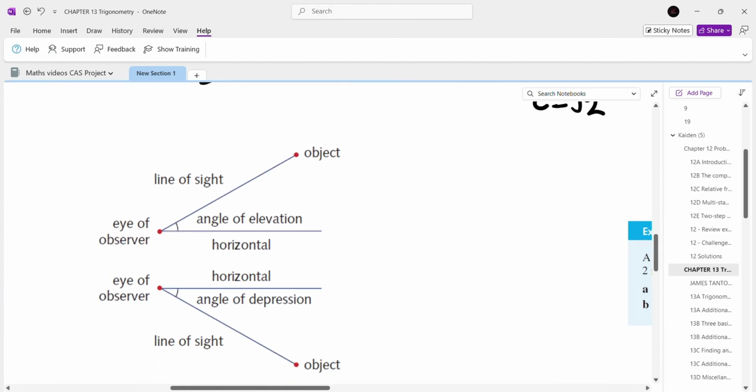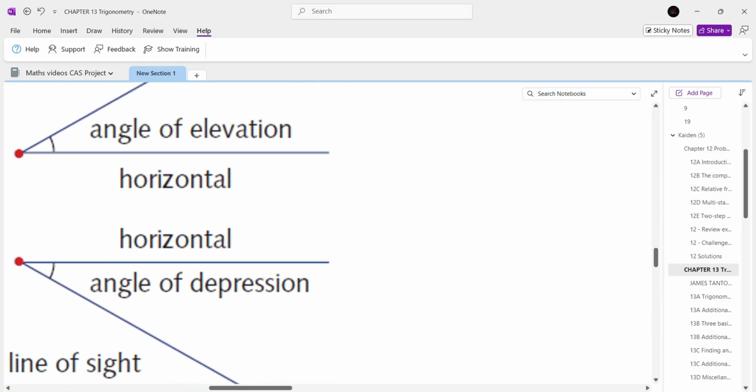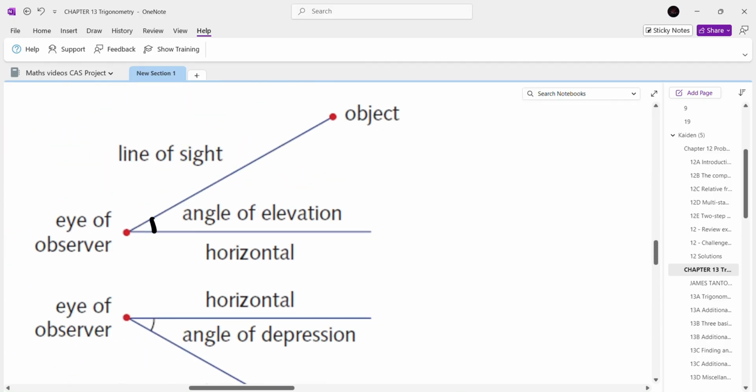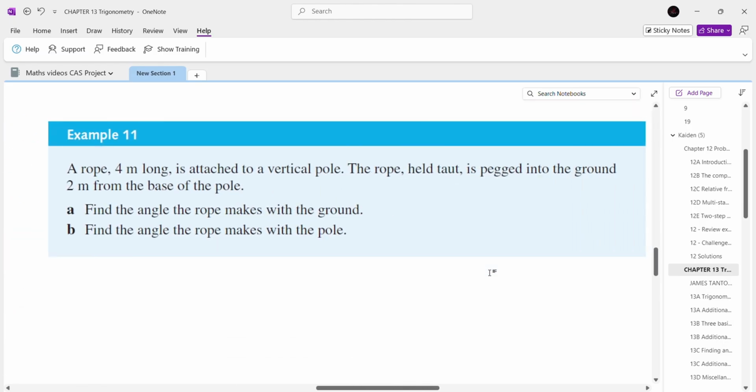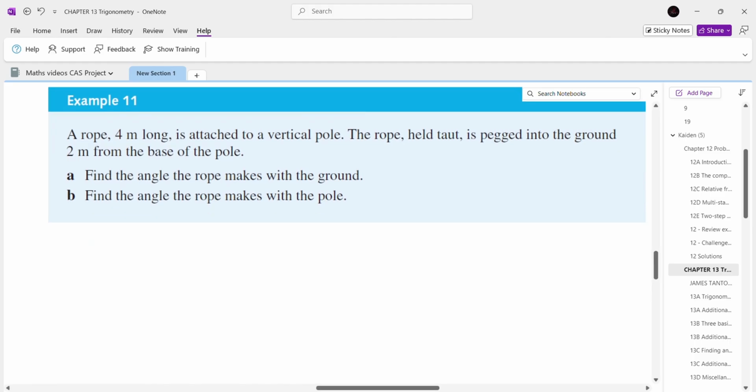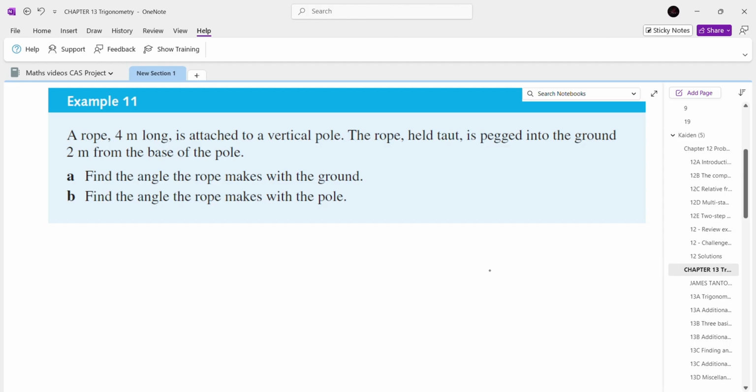Alright, just some more things that you might need to know about trig. We've got angle of elevation and angle of depression. These are just the angles going up and the angles going down, and we can use trigonometry to help us solve these problems. Let's draw a diagram for this problem. A rope 4 meters long is attached to a vertical pole. The rope held taut is pegged into the ground 2 meters from the base of the pole.